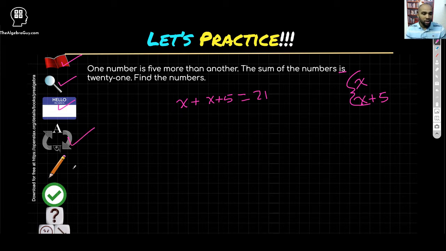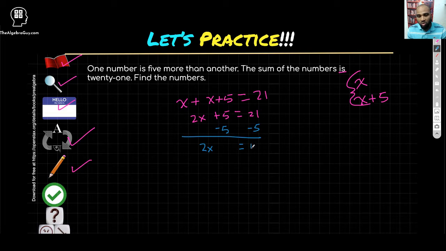Then I translated it. Now I'm going to solve it. X and X give me 2X plus 5 equals 21. I want the X by itself. First thing I'm going to do is subtract 5 on both sides. I'm left with 2X equals, what is that, 15? No, 16. Now we divide by 2. X equals 8.